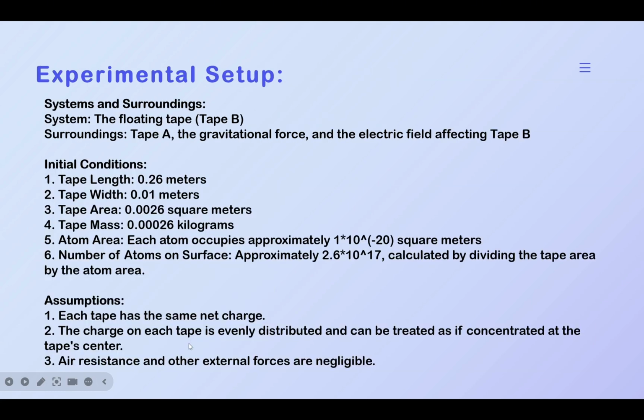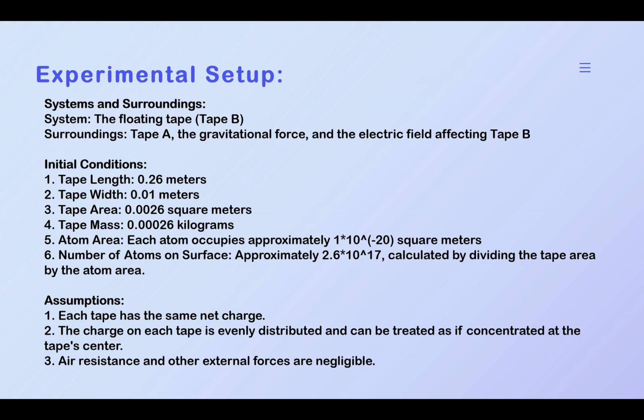Then let's see the experimental setup. The system is the floating tape, tape B, and the surroundings are tape A, the gravitational force, and the electric field affecting tape B. The initial conditions are as follows. The important ones are the tape length and tape width. We use them to get the tape area, and the tape mass is this one.